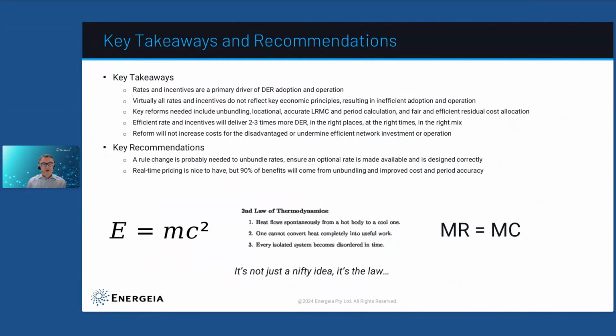Efficient rates and incentives will deliver 2 to 3 times more DER in the right places and at the right times in the right mix. And the reform does not necessarily need to increase costs for the disadvantaged or undermine efficient network investment or operation when it's done well. So some regulatory changes are probably needed, and real-time pricing is nice to have, but 90% of the benefits we estimate will come from unbundling and improving cost and period accuracy.